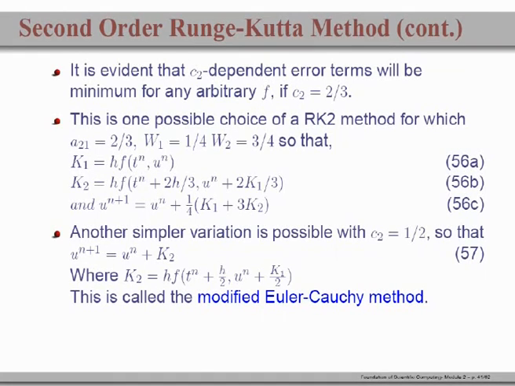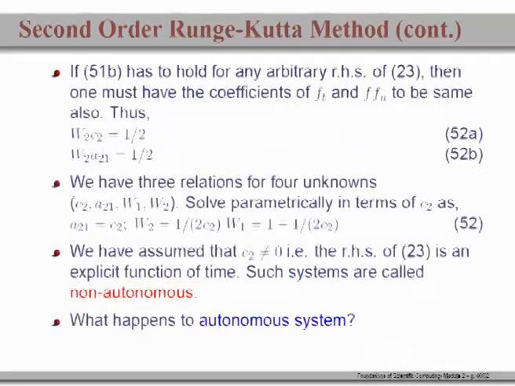Well, you could also see that here if I would choose C 2 equal to half, then W 1 becomes equal to 0.